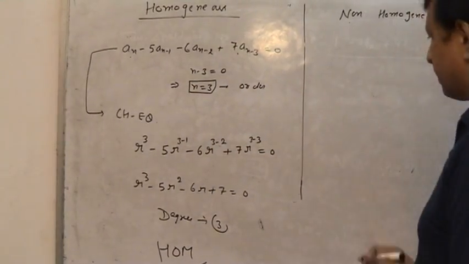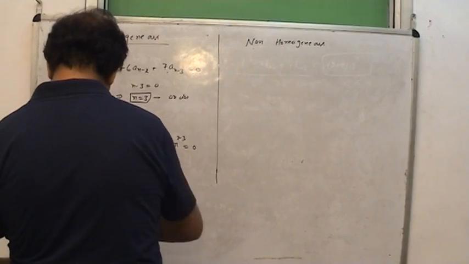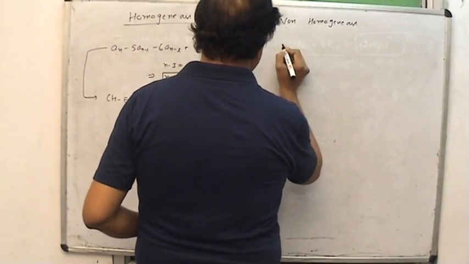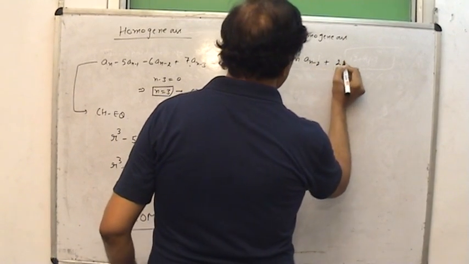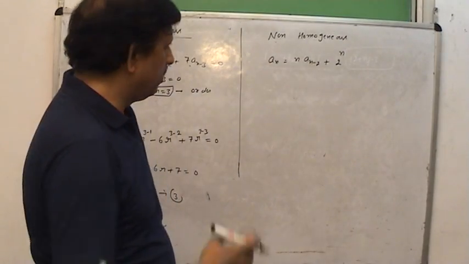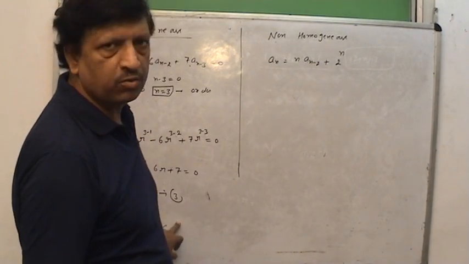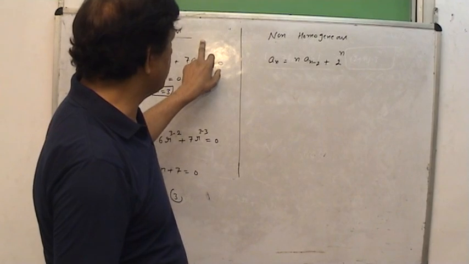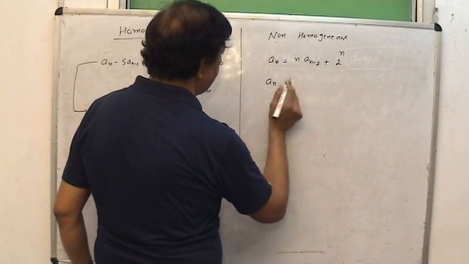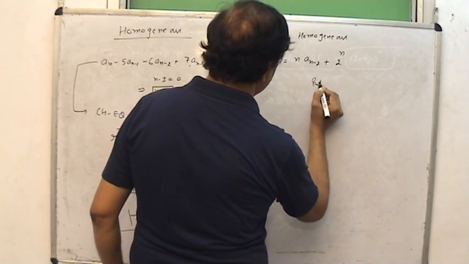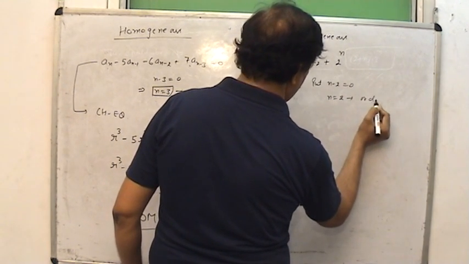Now again we see another example, of a non-homogeneous one. Say an is equal to n times an minus 2 plus 2 raised to the power n. It is a given recurrence relation. So we have to find out its order, degree, and check what its nature is, either homogeneous or non-homogeneous. Say an, put n minus 2 is equal to 0. It means n is equal to 2, it is the order.